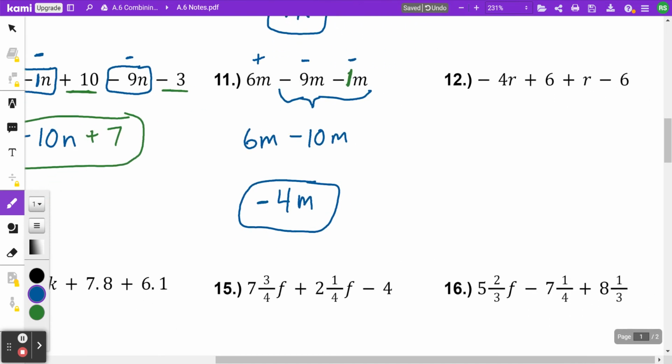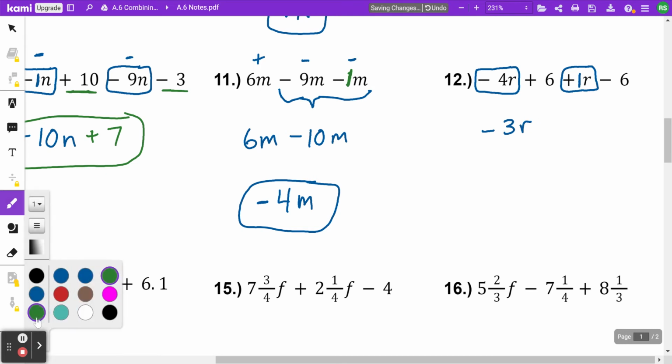All right, number 12, negative 4r plus 6 plus r minus 6. So the negative 4r can be combined with the positive 1r. So let's see, negative 4 and positive 1. Those guys are on different teams. The negative team is winning by 3, so negative 3r.